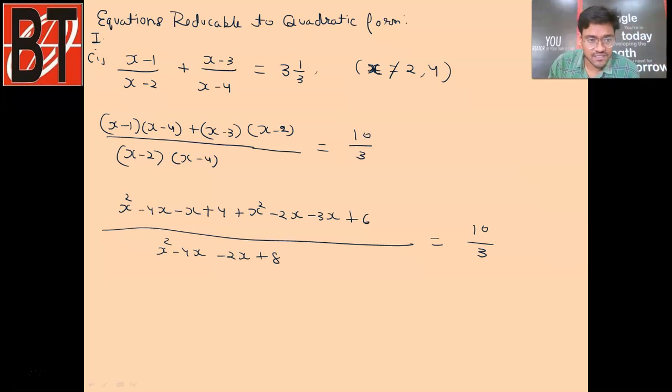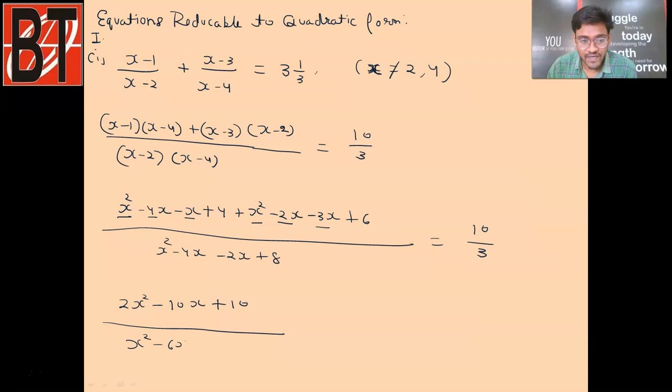Now students, let's simplify. x square plus x square will become 2x square. Minus 4x minus x means minus 5x, then minus 2x makes minus 7x, and minus 3x, totally it's minus 10x. So 2x square minus 10x, then the constant terms are plus 4 plus 6, that is plus 10. And in the denominator I have x square minus 4x minus 2x, that is minus 6x, plus 8, and it's equal to 10 by 3.